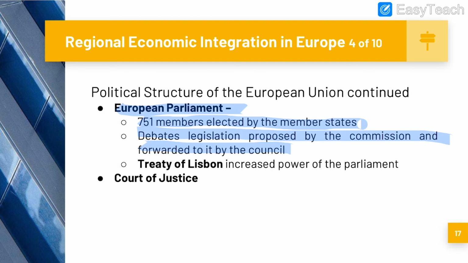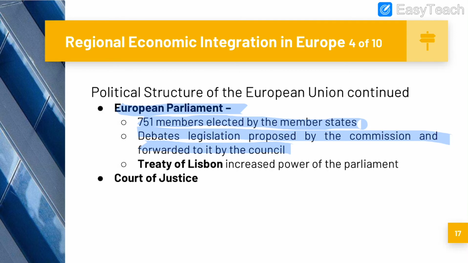I repeat, the European Parliament has three roles. It debates legislation, it can pass or reject the laws, and it can make amendments to the laws, but not in all cases. And the laws must also be passed by the Council of the EU in order to become law.